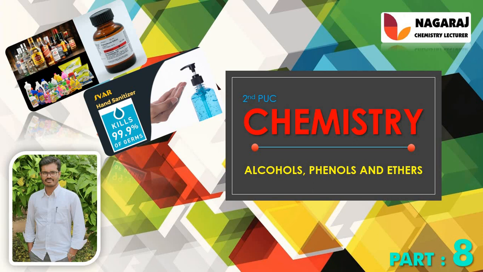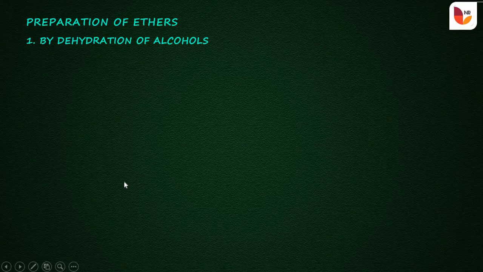In the previous classes we learnt about the general methods of preparation of alcohols and phenols, and also discussed the chemical reactions of alcohols and phenols. In this class let us learn about the general methods of preparation of ethers.